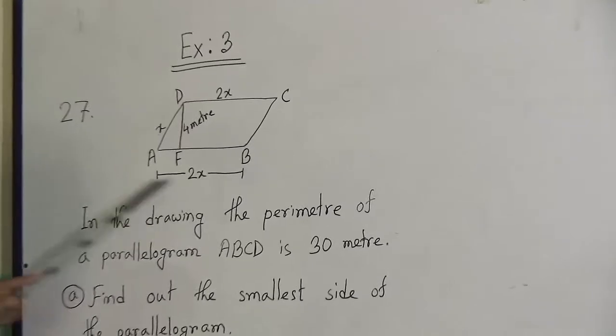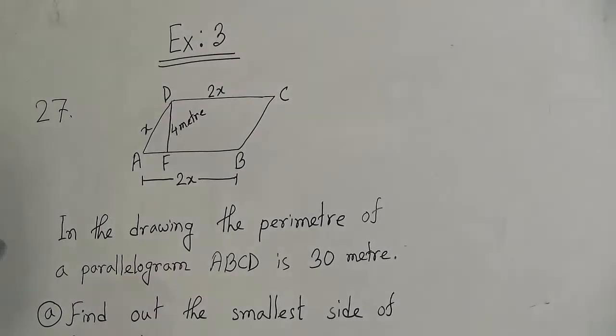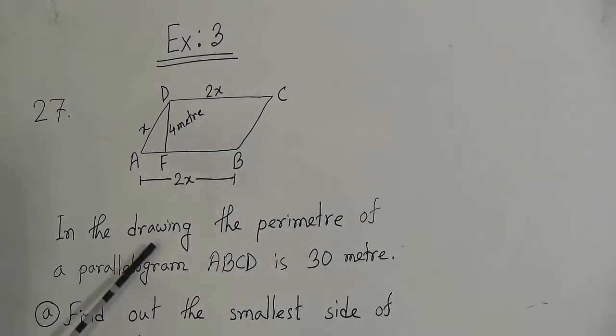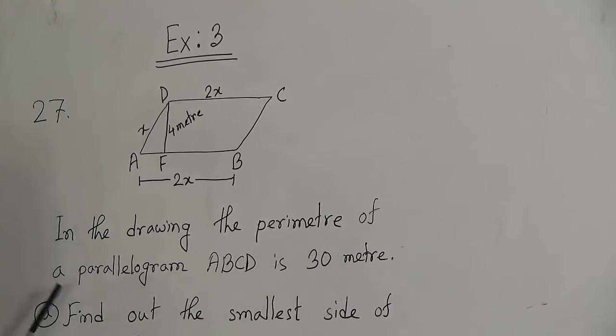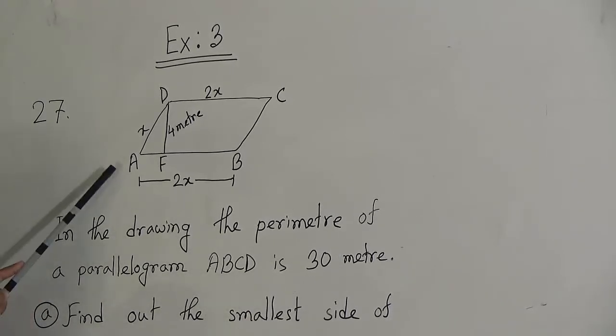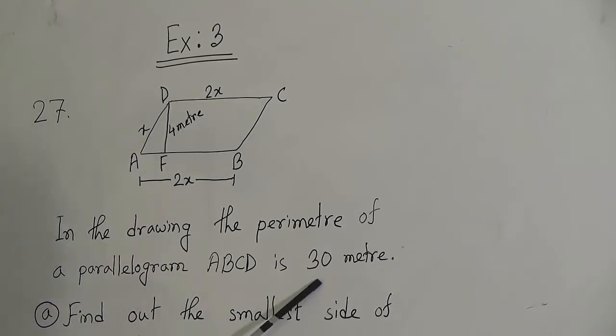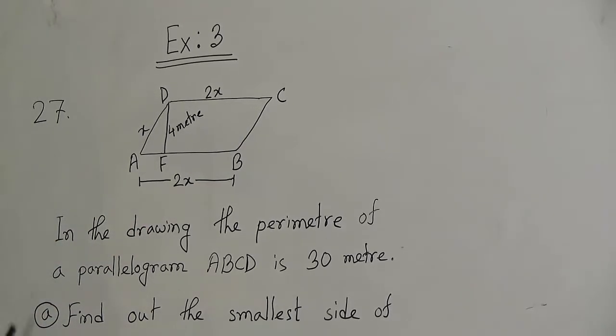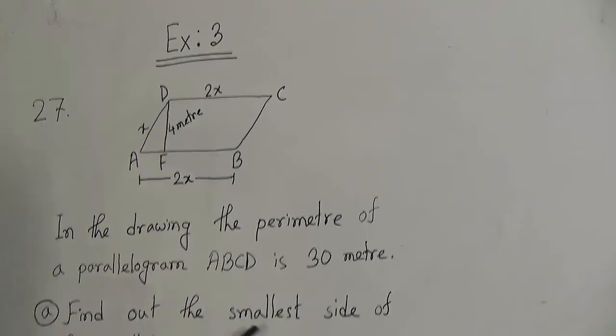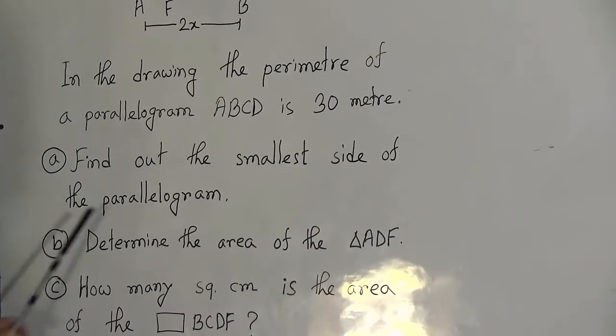There is a figure already given there, and the question says that in the drawing the perimeter of a parallelogram ABCD is 30 meter. That means this parallelogram ABCD's perimeter is 30 meter is given. Okay. Activity A is find out the smallest side of the parallelogram.